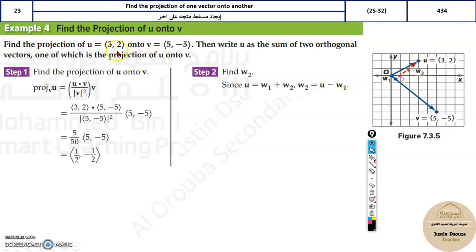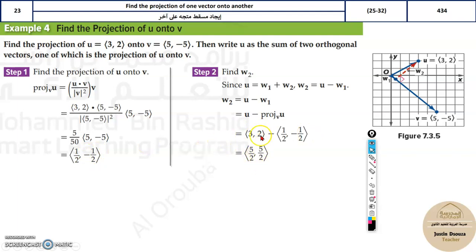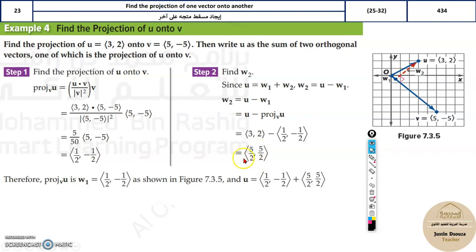Now we know what the vector u given is. We just found w1, that is the projection. What is w2? That would be u minus the projection. Because u is w1 plus w2, just take w1 to the other side, it'll be minus, and now all you're doing is solving it. So u, 3 comma 2, subtract half and minus half. It'd be 5 by 2, that's 2.5, and minus minus becomes plus for the next one, so it'll be 2.5, written as 5 by 2.